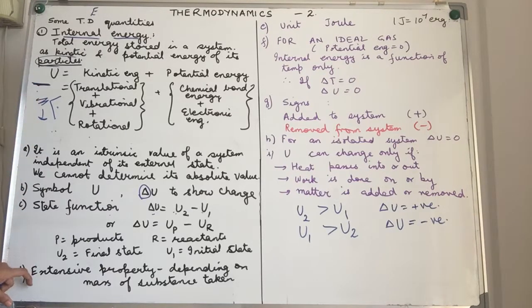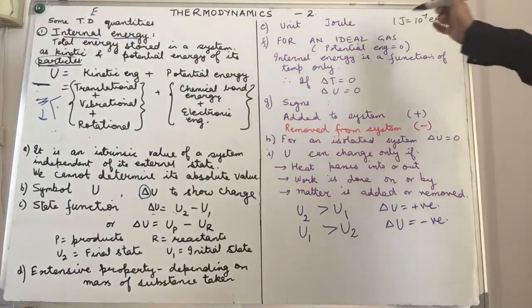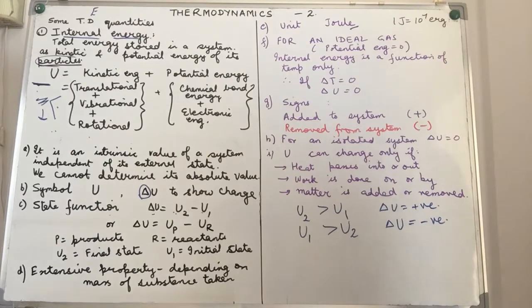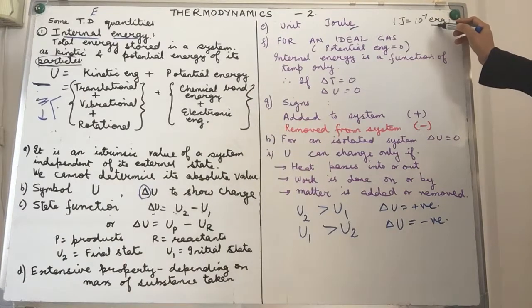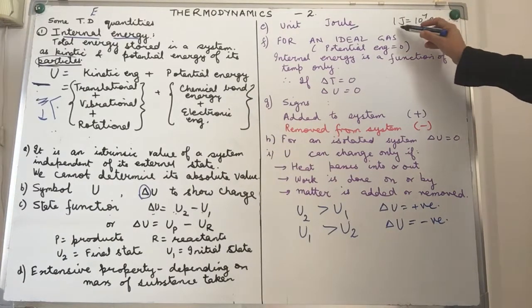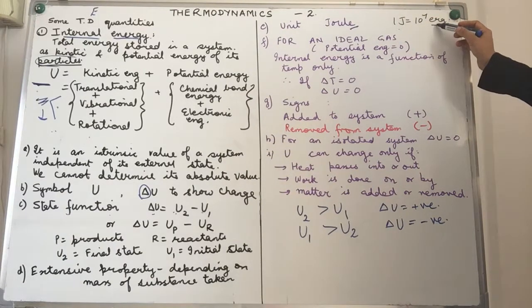So the more the number of particles in a system, the internal energy will be different from its initial state. The unit of energy, since it's simply a form of energy, so the unit of this form of energy is joule. This is the SI system. We can also correlate to its CGS unit, where we say 1 joule is 10 to the power 7 ergs.